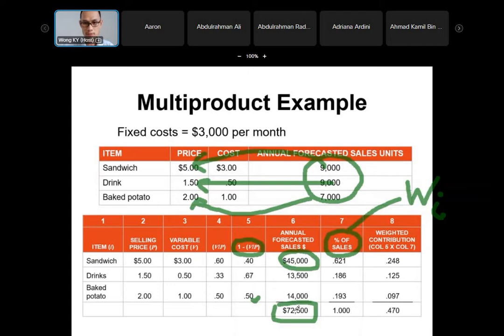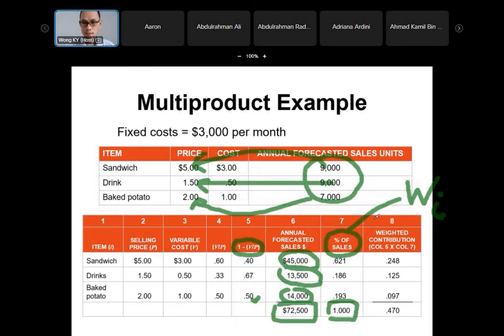So 45,000 divided by 72,500, you get 0.621. And then 13,500 divided by the total, you get 0.186. Then 14,000 divided by 72,500, you get 0.193. And if you total up, it must be equal to 1, because this is percentage. So the total weightage has to be equal to 1.